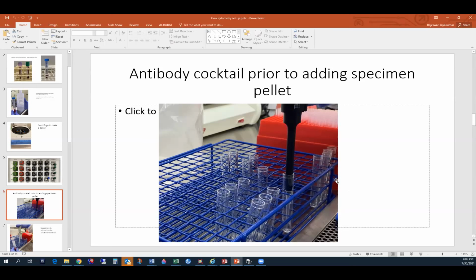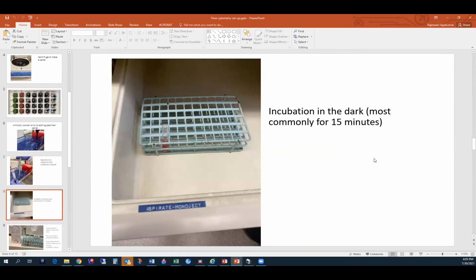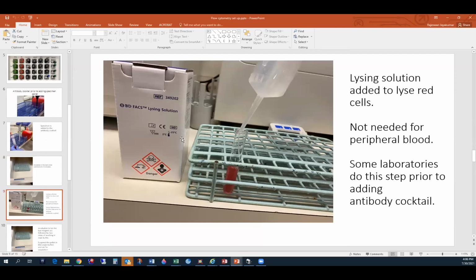If it is an 8 color instrument, you can put 8 antibodies in 1 tube. That's the principle. So then you mix the specimen with your antibody cocktail, and it has to be incubated in the dark because it's a fluorescent antibody. So you don't want them to be excited haphazardly in your room light. So you want them to be stable, and until they hit the laser in the instrument, you want them to be preserved. So you put them in the dark. So what most laboratories do is they just put it in the drawer beneath the desk and just shut it up for 15 minutes. Most likely the incubation is 15 minutes, but based on whatever the manufacturer recommends.